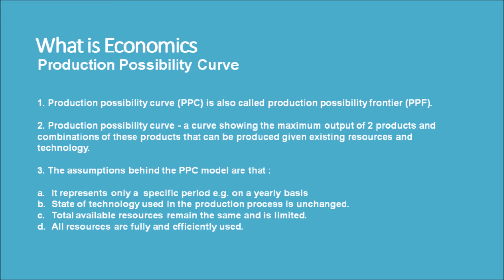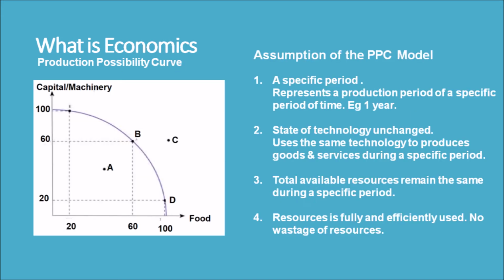3. The assumptions behind the PPC model are that it represents only a specific period, for example on a yearly basis. State of technology used in the production process is unchanged. Total available resources remain the same and are limited. All resources are fully and efficiently used. Assumptions of the PPC model.